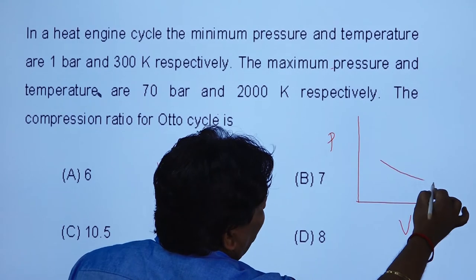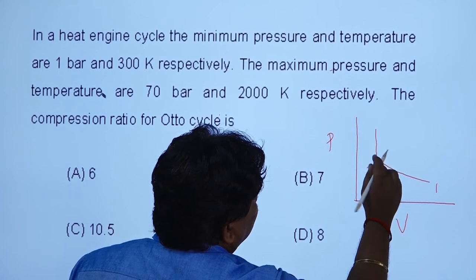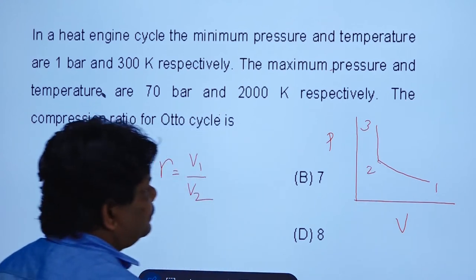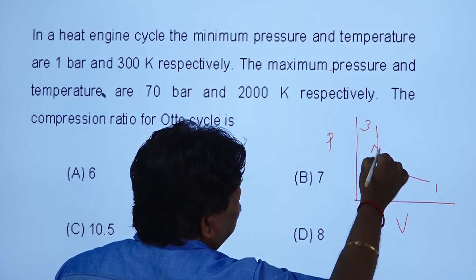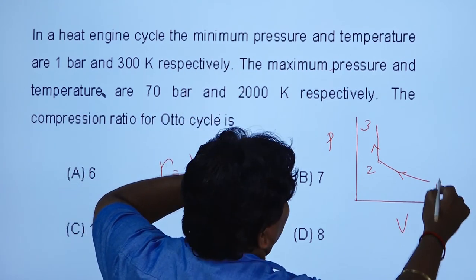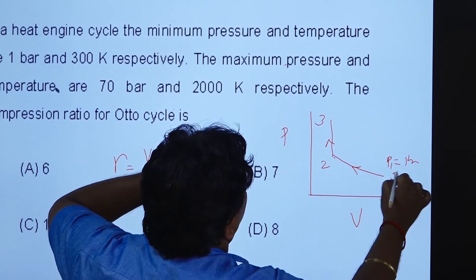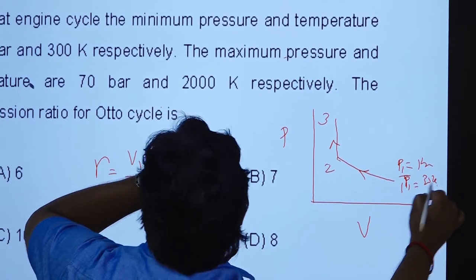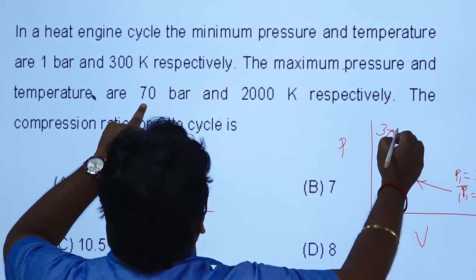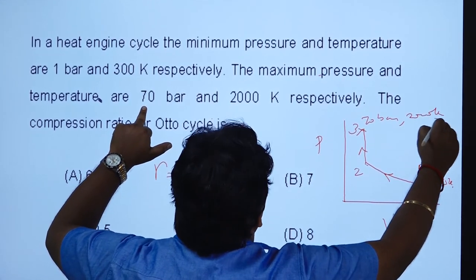So now you go for the PV diagram for this: 1, 2, 3. So the minimum pressure and temperature: P1 is given to you as 1 bar, then T1 is given as 300 Kelvin. The maximum pressure and temperature are given: the maximum pressure is 70 bar and the temperature is 2000 Kelvin.